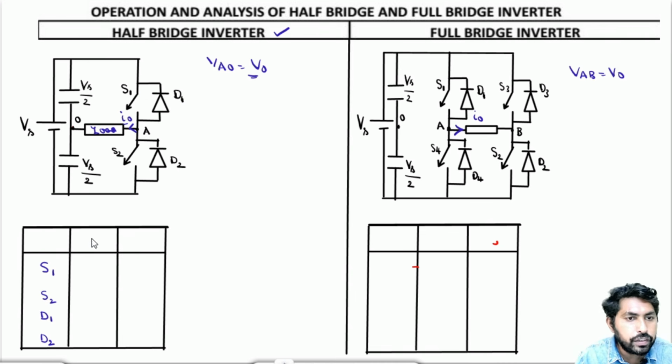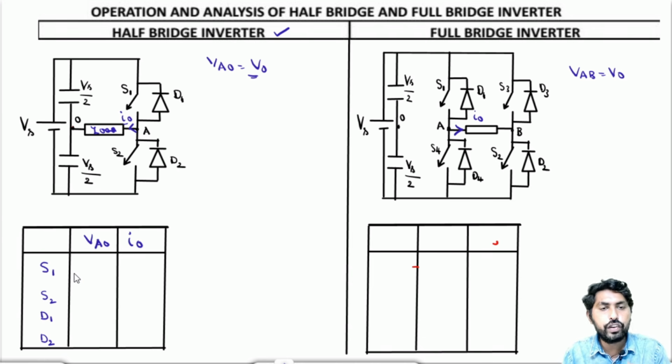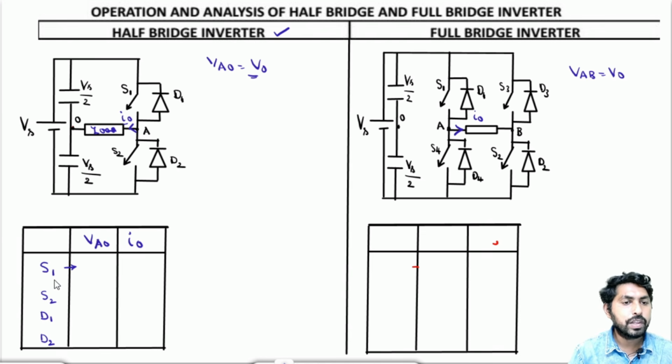Now let us find V0, VA0 and I0. If you can get this concept in the half bridge inverter, you can apply it for the full bridge inverter. So please listen carefully at the half bridge inverter so that you can try the full bridge inverter. Let me find the VA0 when S1 is in on condition.